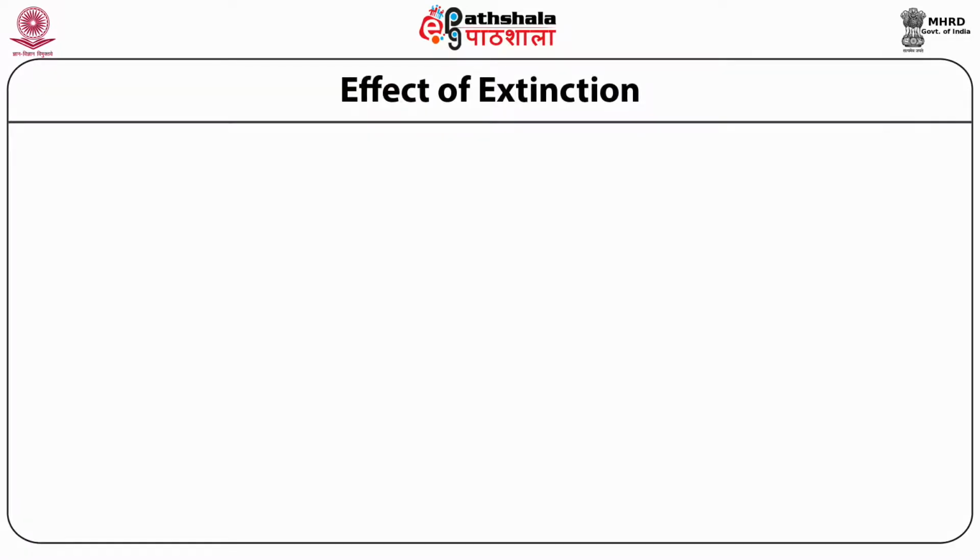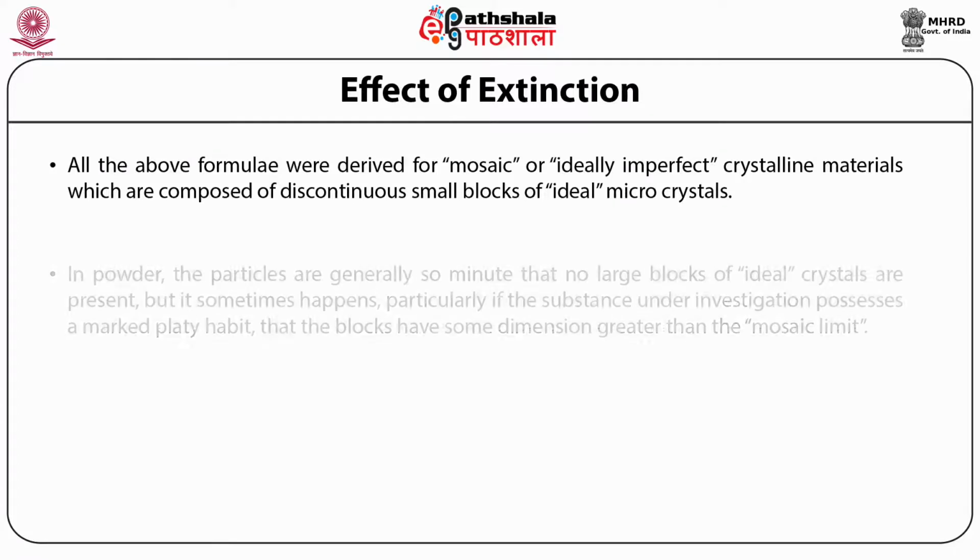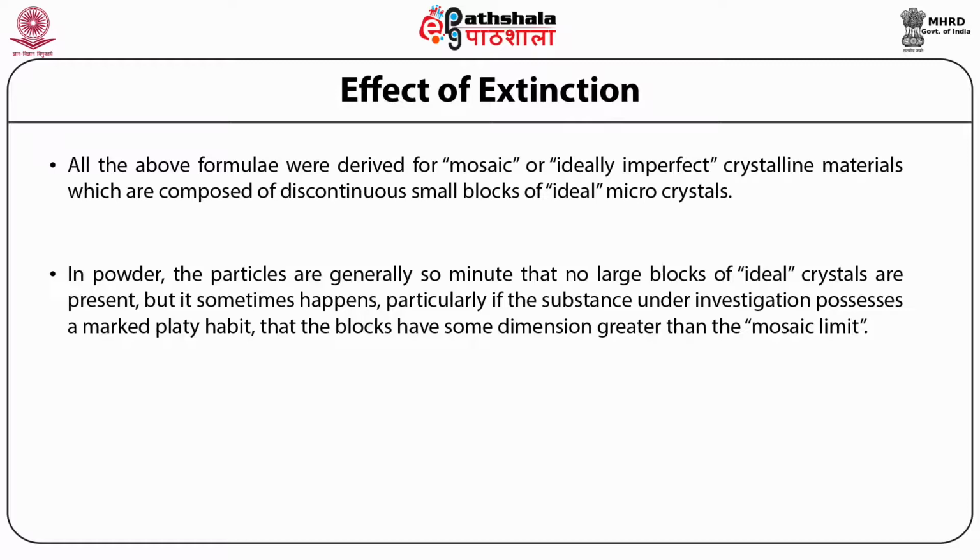Let us see the effect of extinction. All the above formulae were derived for mosaic or ideally imperfect crystalline materials, which are composed of discontinuous small blocks of ideal microcrystals. In powder, the particles are generally so minute that no large blocks of ideal crystals are present.